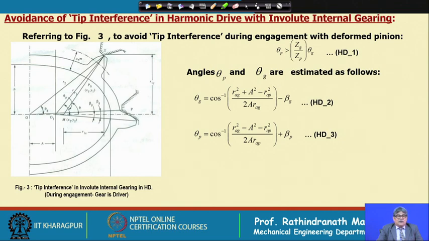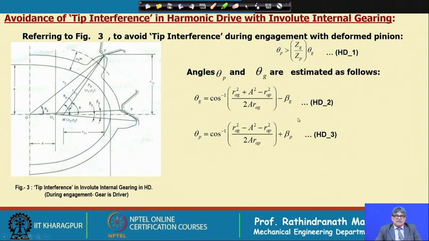Okay. Now, if we would like to verify the tip interference there, then we have to consider the deformed conditions of the pinion also, which is shown in this figure. But the procedure will remain the same, only the geometry will become a little more complicated, but that also can be calculated. There are a few references which you can study and you can find out. Okay.